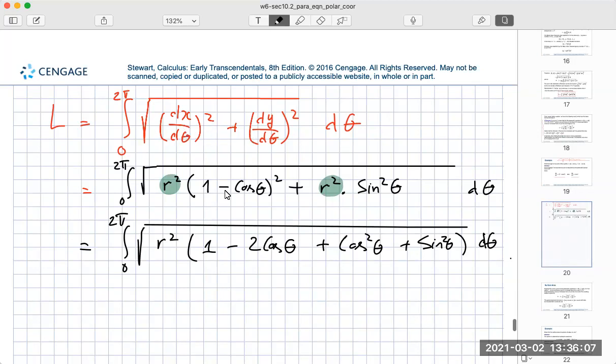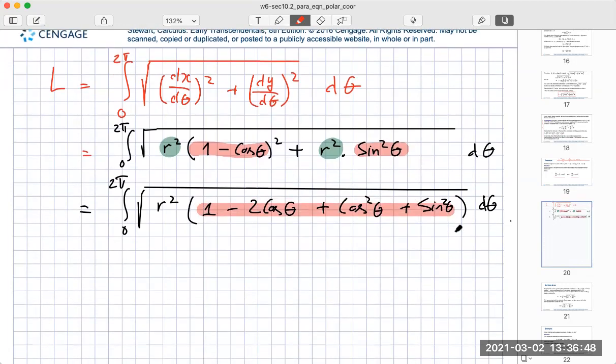Substitute dx over d theta and dy over d theta into this formula, and we have this equation. This is a perfect square, right? Which will be 1 minus 2 cosine theta times 1 plus cosine square. And all the other terms have the common term r squared, so we factor it out. That is why we have this, guys. Okay?